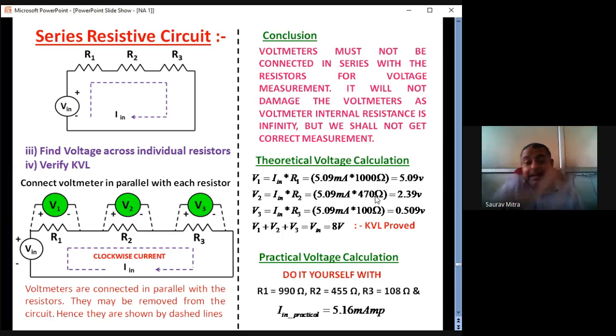As per KVL, all these voltages, if you add them in the practical case, should be equal to the 8 volt given here. So KVL can be proved for theoretical calculation as well as for practical voltage calculation. You can do it yourself when you are here, or you can assume some practical values of resistances and prove KVL. Even for an increased value of I in, the KVL will be proved perfectly. There will be no problem in that.